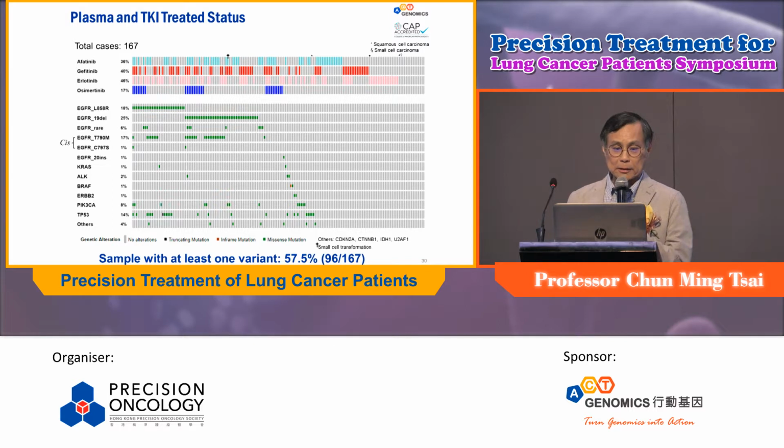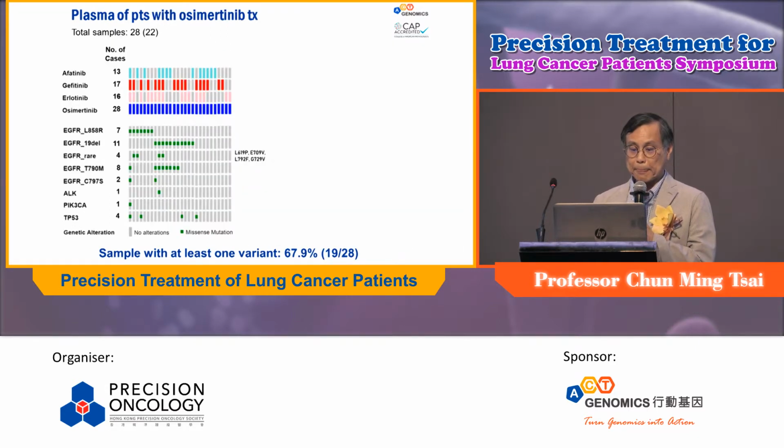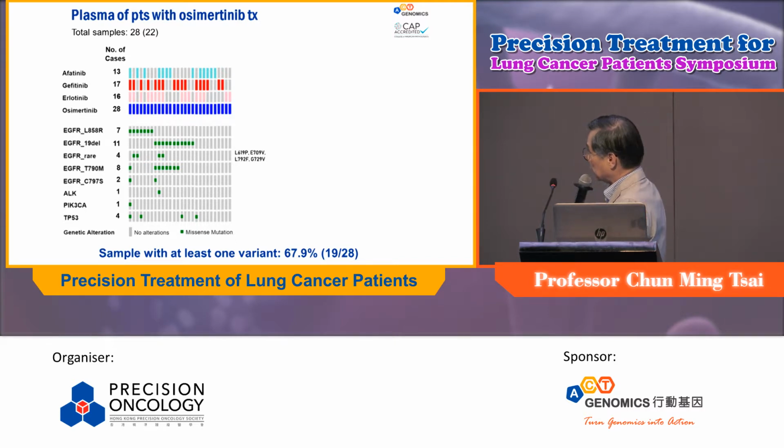And these are liquid biopsies. You see in more patients, you cannot find anything there. So the detection rate is about 57.5%, which is one third lower than the tissue. And for some patients, that's liquid biopsy. For the patients who have received osimertinib treatment, you can see very similar findings.